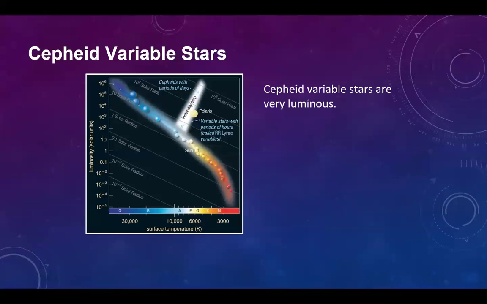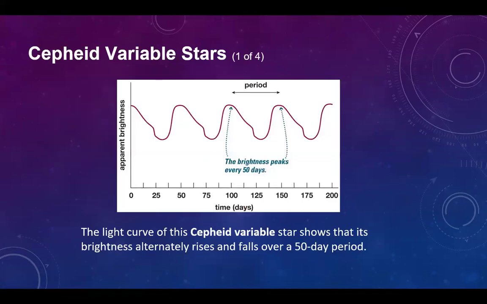Cepheid variable stars are very luminous. They're in this strip of the HR diagram. And the luminosity is associated with the period that they vary in. So their luminosity varies. This Cepheid variable has a period of 50 days. And the light curve of the Cepheid variable star shows that its brightness alternately rises and falls over a 50-day period. The period of a Cepheid variable star is associated with its luminosity.